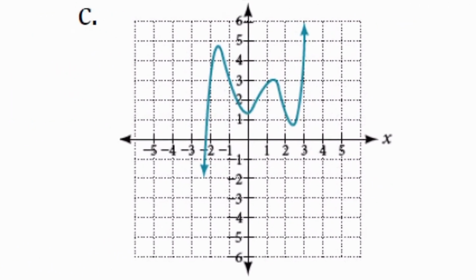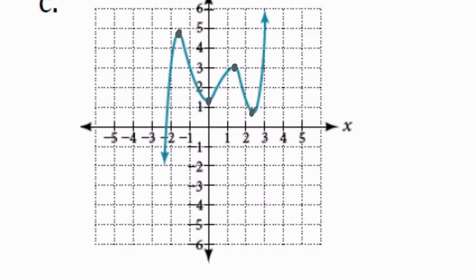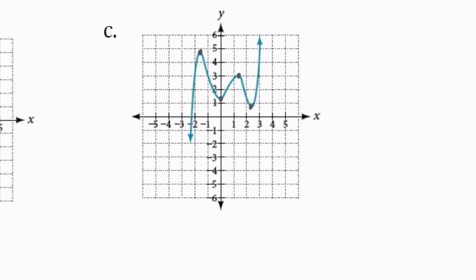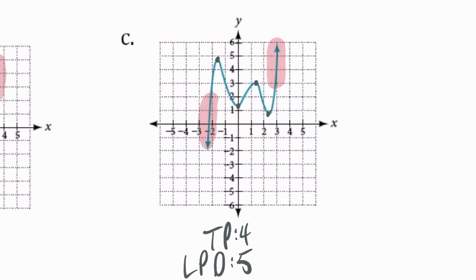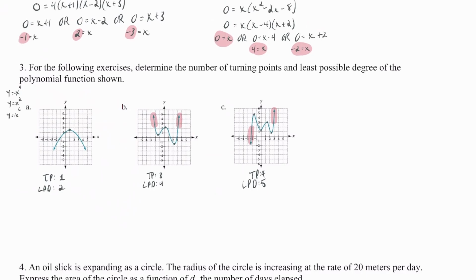Okay, for this one, yeah, 1, 2, 3, 4. Okay. So the turning point number is 4. And then, so the least possible degree is 5. And notice that the end behaviors are different. So for this one, the degree must be odd. It can't be even. But the degree could be 7 or 9 or more, just not even.